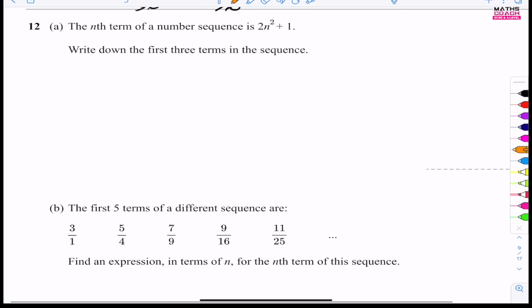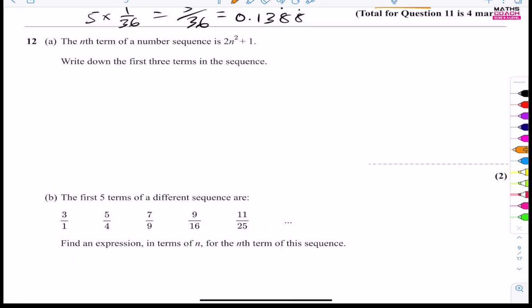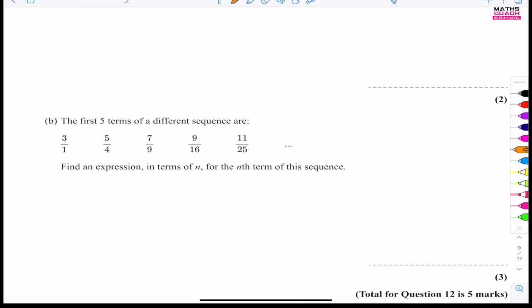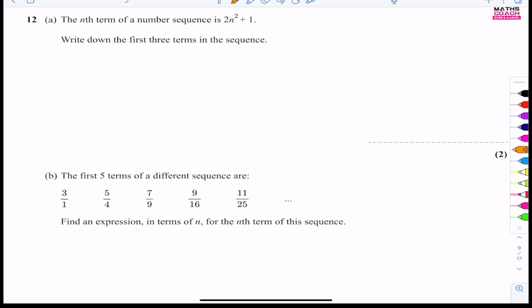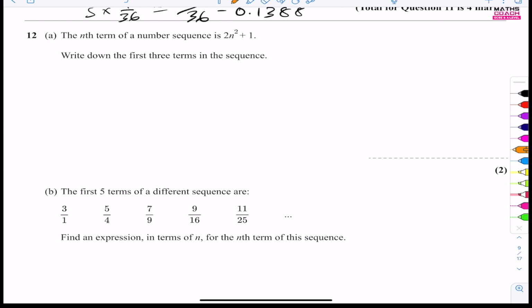Okay, question number 12. The nth term of a number sequence is 2n squared plus 1. Write down the first 3 terms in the sequence. This is a question for 5 marks in total, parts A and B. The first part is just 2 marks. So we've got the nth term of a number sequence right here. We're going to write down the first 3 terms. That's simply plugging in n equals 1, n equals 2, and n equals 3 into our formula.